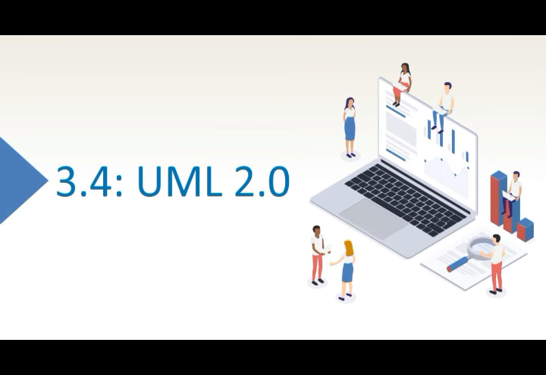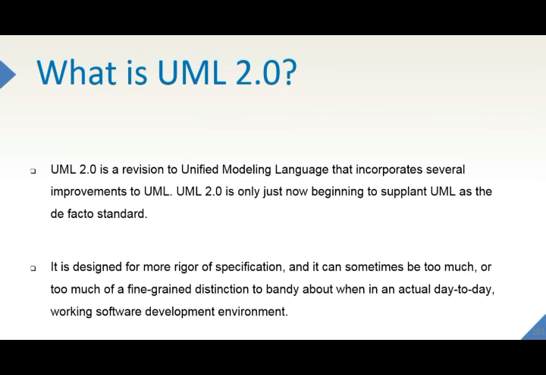For 3.4, it is entitled UML 2.0. What is UML 2.0? UML 2.0 is a revision to the Unified Modeling Language that incorporates several improvements to UML. UML 2.0 is only just now beginning to supplant UML as the de facto standard. De facto means denoting something existing, actual, or effective.